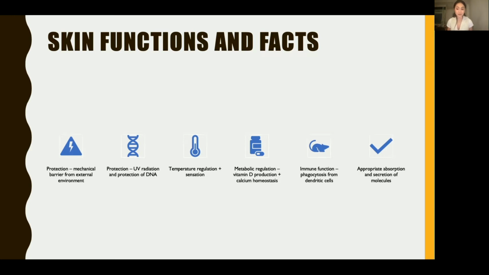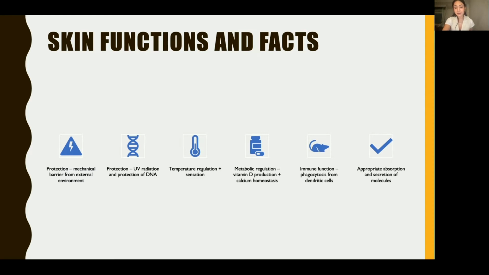We've got arterioles in our dermis, which respond to temperature by dilating and constricting. We also have eccrine glands, which when it's hot, produce sweat. That leads to convection, taking away heat energy from our bodies and we cool down. The skin also contributes to metabolic regulation: keratinocytes in the skin produce vitamin D, which contributes to calcium homeostasis. And we also have immune function from Langerhans cells, which are dendritic cells in our skin.